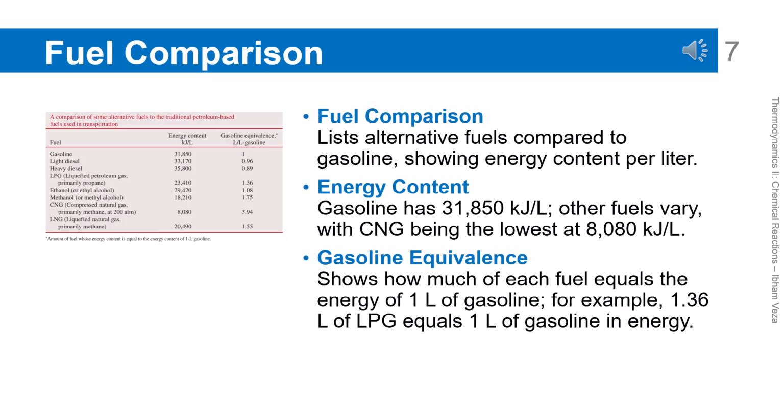Fuel comparison, energy content, and gasoline equivalence. Each fuel has a different volumetric energy content. Gasoline has about 31,850 kilojoules per liter, while CNG is much lower. This table shows that fuel volumes cannot be compared directly without considering energy content. The concept of energy equivalence helps compare the performance of different fuels. This is important for both economic analysis and energy system design.